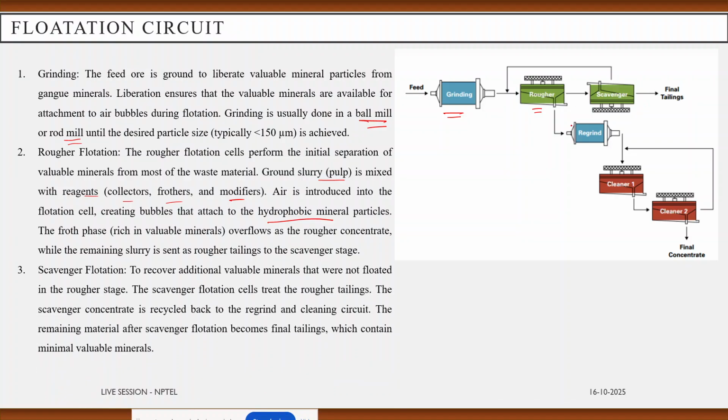So in the scavenger flotation, which helps to recover additional valuable mineral that was not able to float in the rougher stage, the scavenger flotation cells treat the rougher tailings more efficiently. The scavenger concentrate is recycled back to the regrinding circuit for the cleaning circuit, and the remaining material after scavenger flotation becomes the final tailing, which contains minimal valuable minerals.